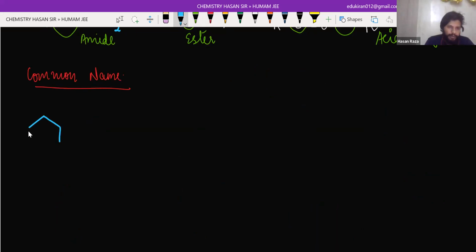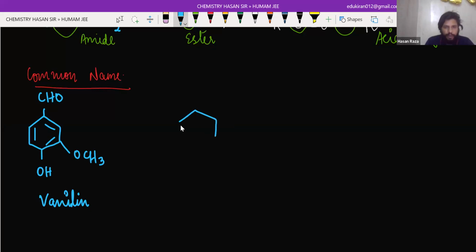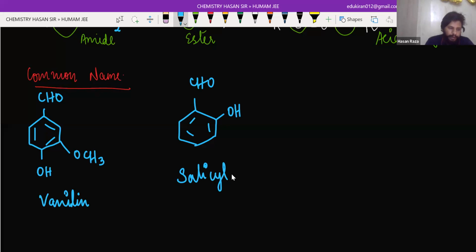This is your benzene. If alcohol is there, CHO is there, and OCH3 as well is there, you know what the common name of this is? This is your vanillin. If you have this benzene in which alcohol is there and aldehyde is there, this is your salicylaldehyde.